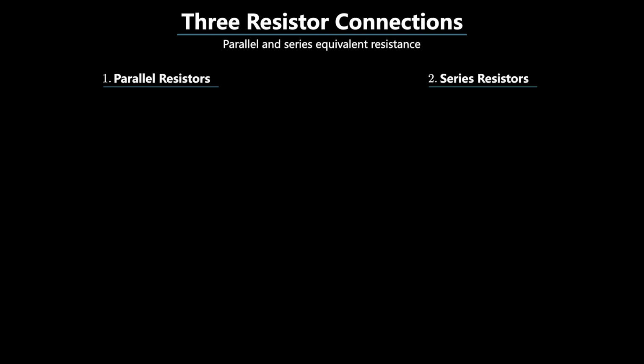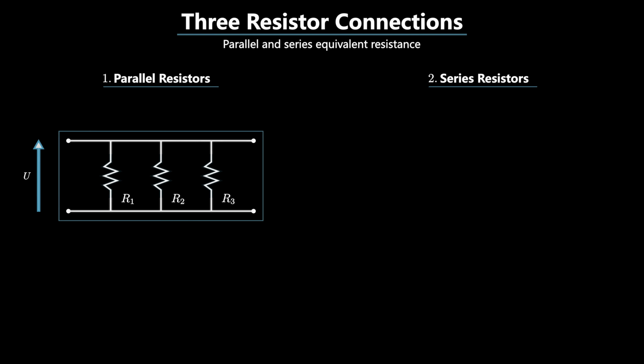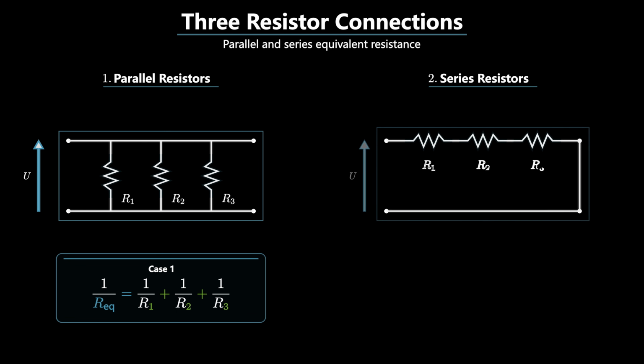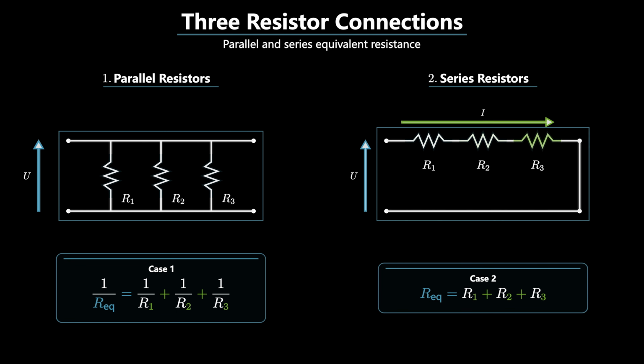Resistors can be connected in 2 ways. In parallel connection, current has multiple paths, so the total resistance decreases. In series connection, the resistances simply add together because the current must pass through each resistor one after another.